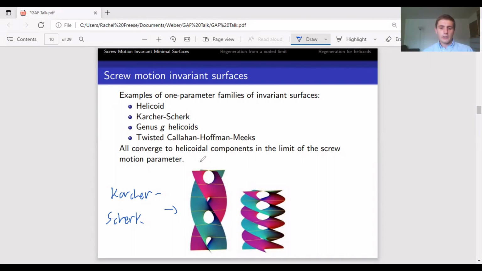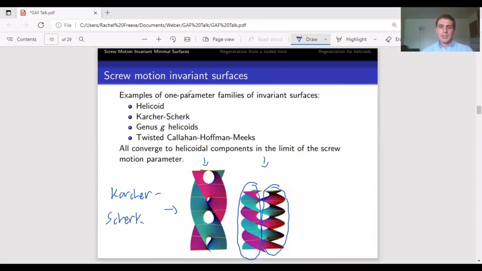So this first one is a little twisted, but when you get more twisted, it kind of reaches its limit, and you can see helicoids showing up. So hopefully that's clear from these pictures. It breaks up into basically two helicoids that are glued to each other. So they developed a technique to go backwards from the limit, which I call regeneration, going from a degenerate limit to an embedded minimal surface.